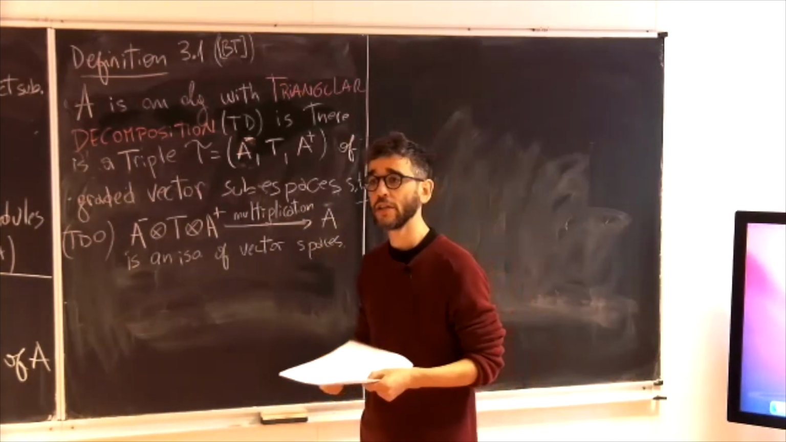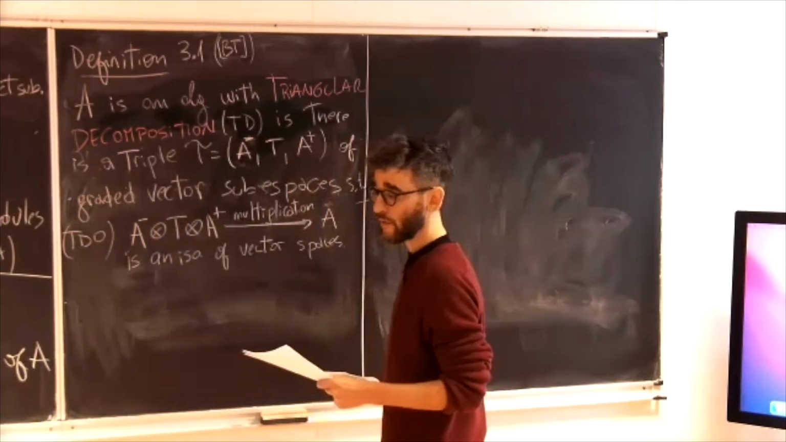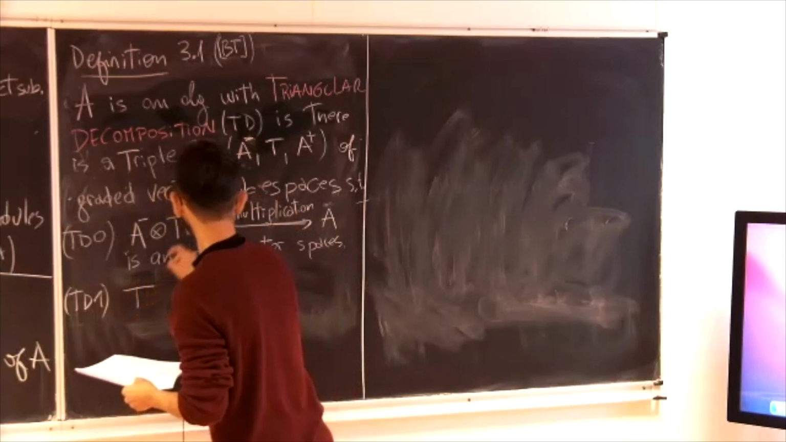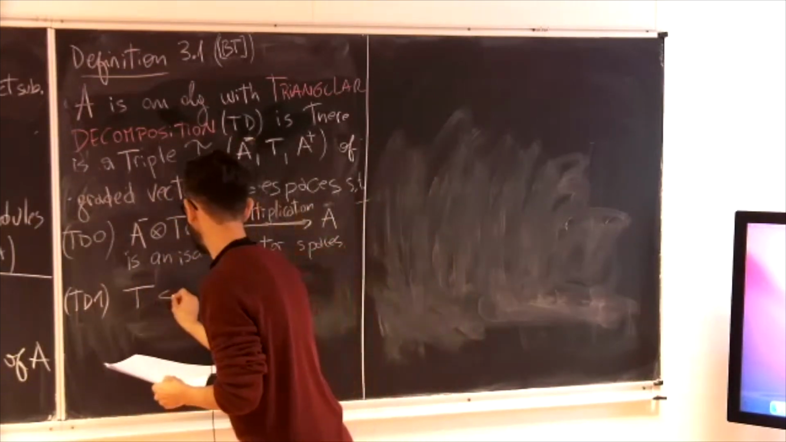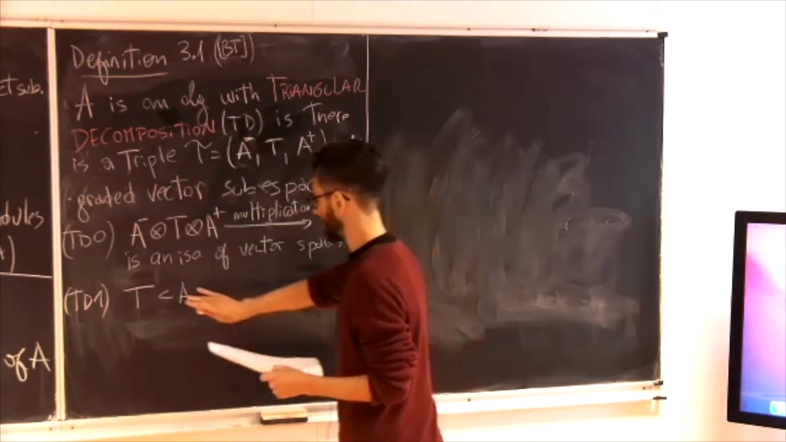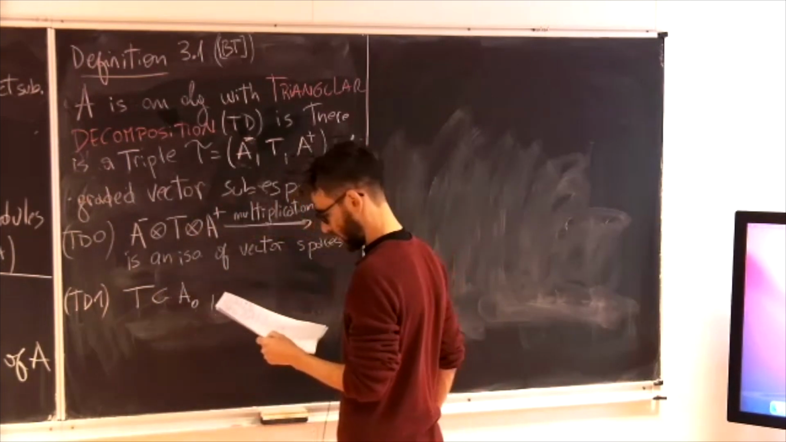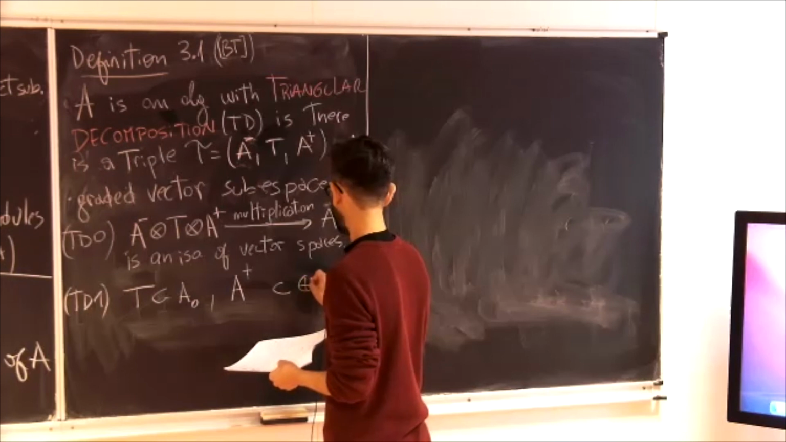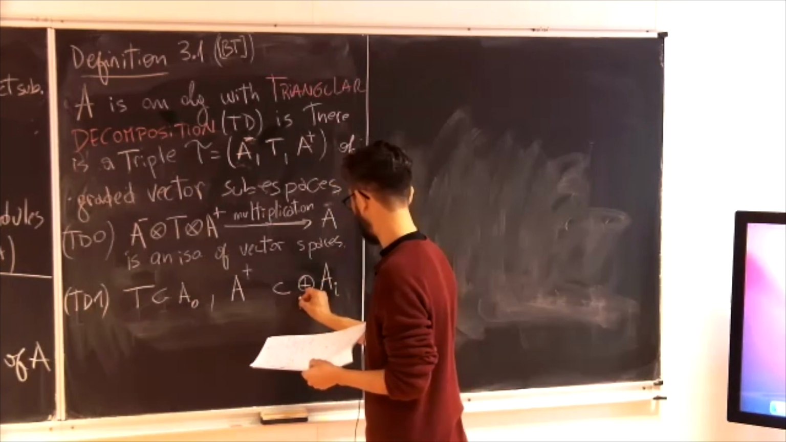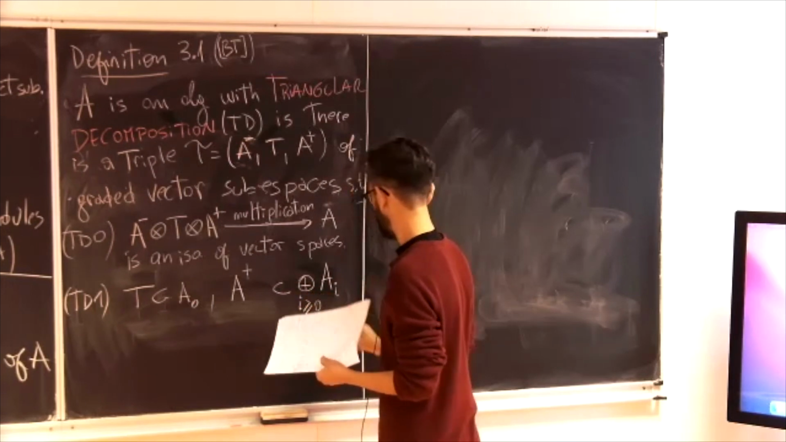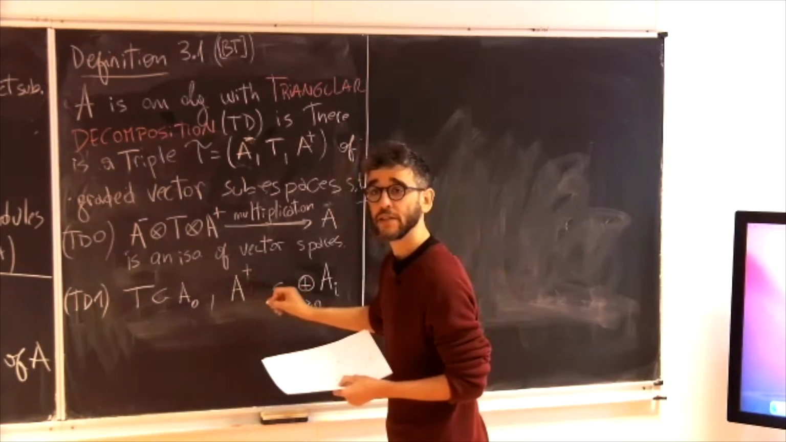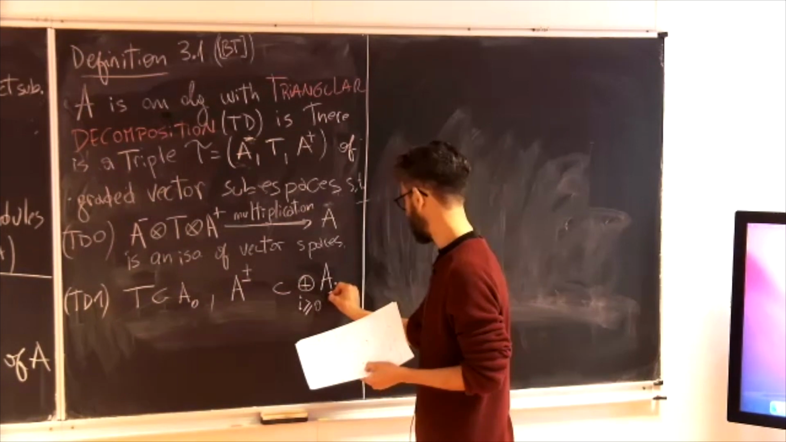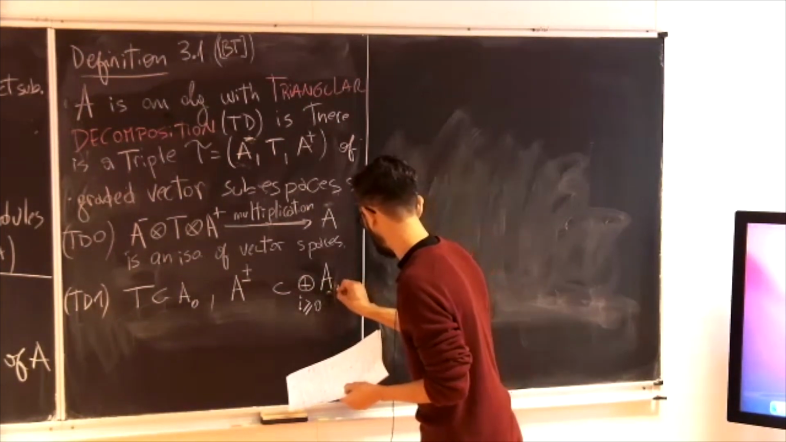I will write all the conditions and then I will give you an example with the algebra that we saw before. The other condition that they have to satisfy is that T, the subalgebra T of the datum, is all contained in degree zero. And the other part, A plus, has to be contained in the direct sum of the positive degrees of A. And the negative part, A minus, is contained in negative degrees. So you can write it this way.